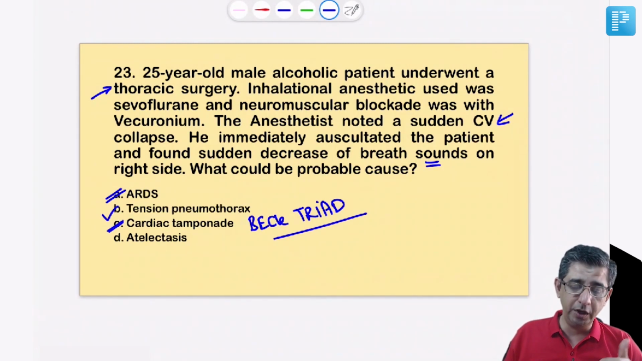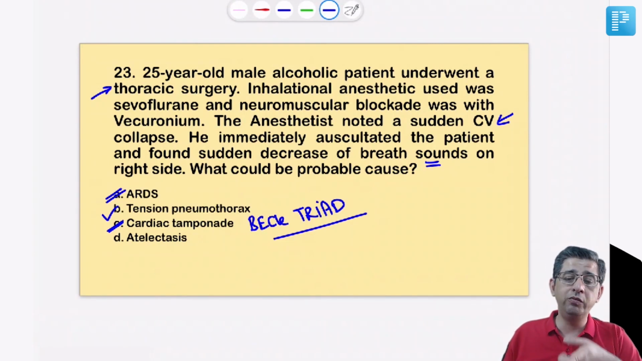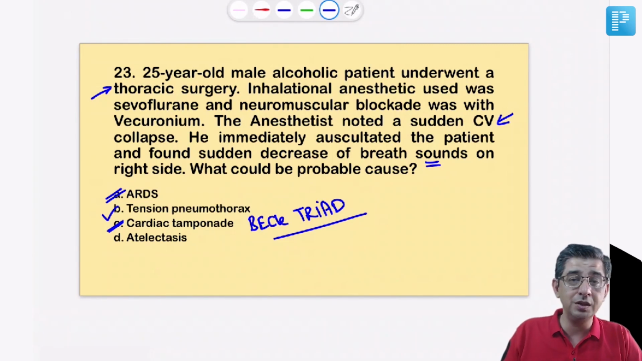Between the two possibilities of atelectasis and tension pneumothorax, atelectasis usually occurs again post-operatively. The basal lung segments will tend to collapse. Or another possibility is the endotracheal tube will slide into the right bronchus. So the left lung will become underventilated, but even that could be a possibility in this case. So yeah, atelectasis I'll definitely consider as one of the possibilities.